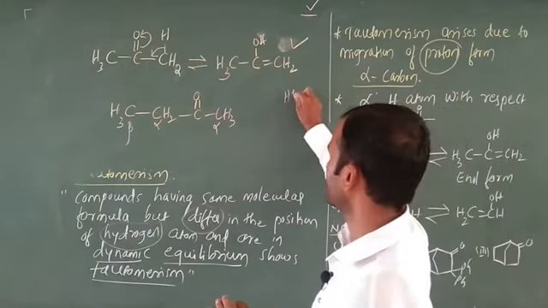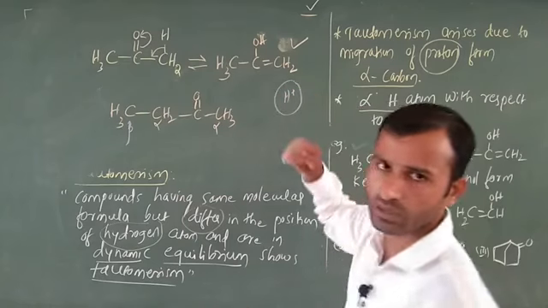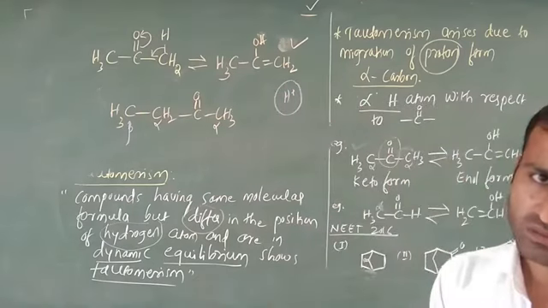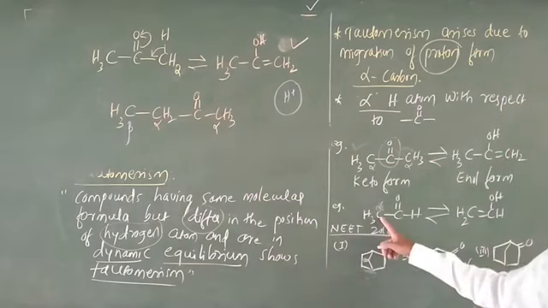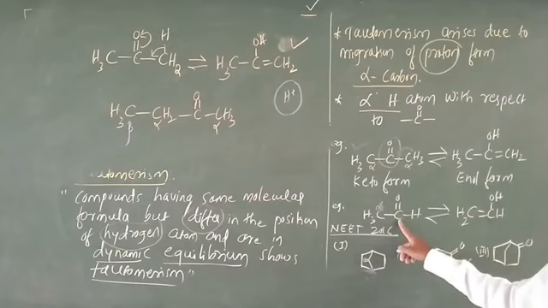Okay, I repeat one more time. Some of the students are going to confuse. Proton means H plus. Okay, right. In this case, what happens? The migration of proton takes place. Here 3 hydrogens are there. All of you write this mechanism in your notebook.